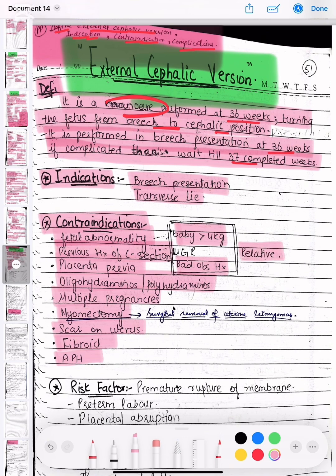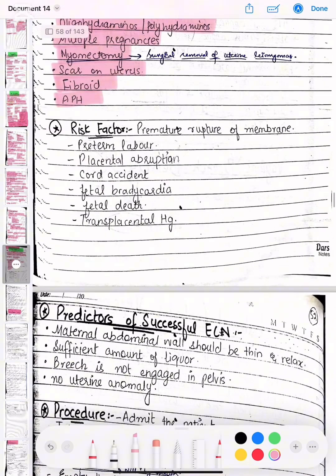there is bad obstetric history, and this is also a relative contraindication. Now, the risk factors are premature rupture of membrane, preterm labor, placental abruption, cord accident, fetal bradycardia, fetal death, and transplacental hemorrhage.